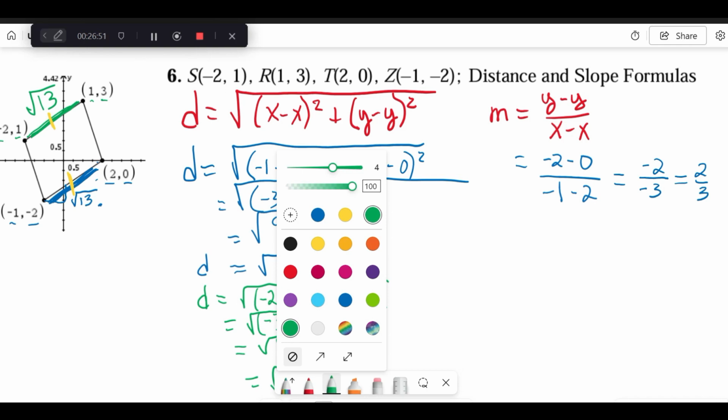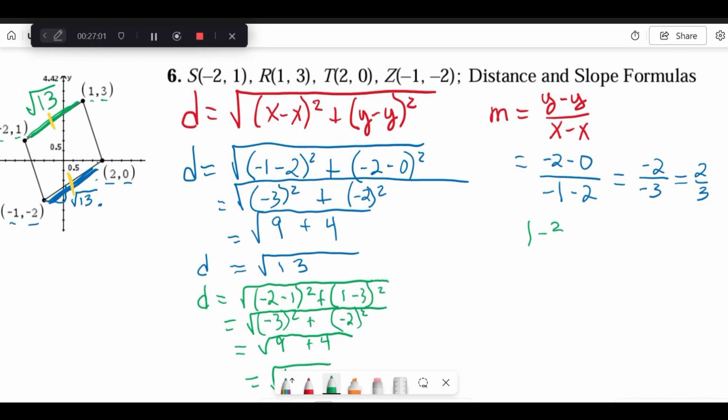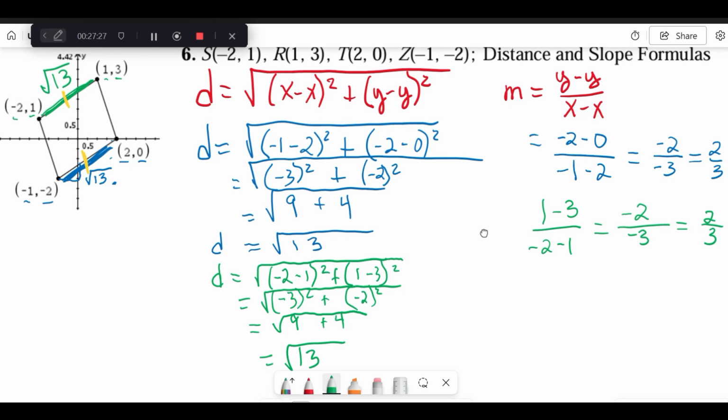Okay, let's do it with the green side, this green side over here. And we're going to do y minus y over x minus x. So we have 1 minus 3 on top over negative 2 minus 1. 1 minus 3 is negative 2. Negative 2 minus 1 is negative 3. And that's equal to a slope of positive 2/3. The negatives cancel. So we got the same slope here when we calculated it.